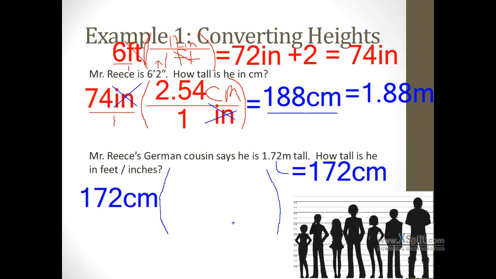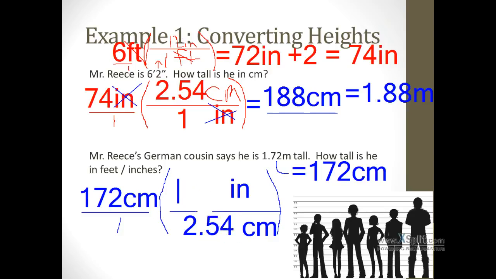This time I want to cancel out my centimeters, all right? I currently have centimeters on top. I want to cancel it out. This time around, centimeters are going to be on the bottom with inches on top. I know that there are 2.54 centimeters for every 1 inch. I'm going to cancel out the centimeters. This time I'm going to be dividing, all right? 172 centimeters divided by 1 inch per every 2.54 centimeters. I'm going to be dividing these two numbers. 172 divided by 2.54.